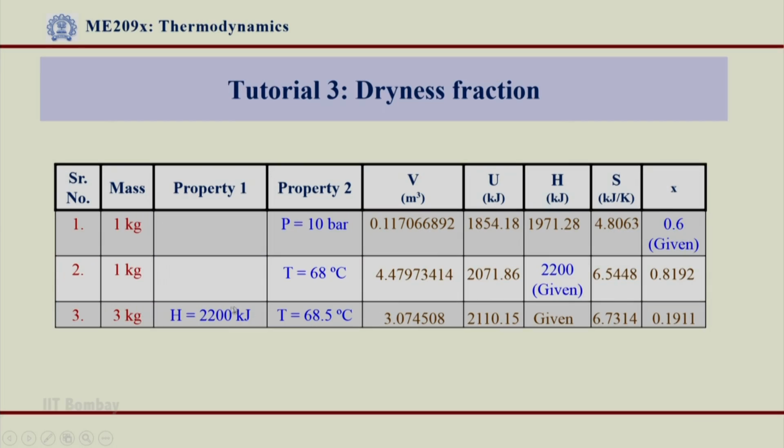So, this is the way we will have to calculate. First, understand the zone in which it is, also ensure whether the values are given per kg or for 3 kgs or for 4 kgs, whatever, and correspondingly convert into kilojoule per kg, and then answer the questions accordingly.